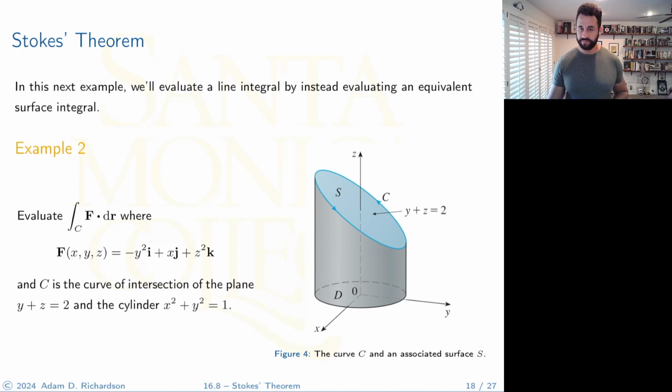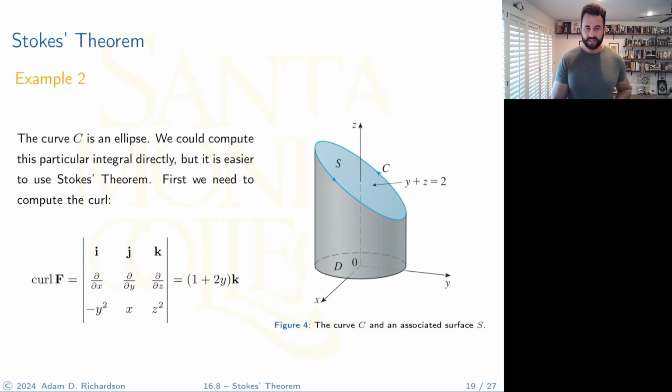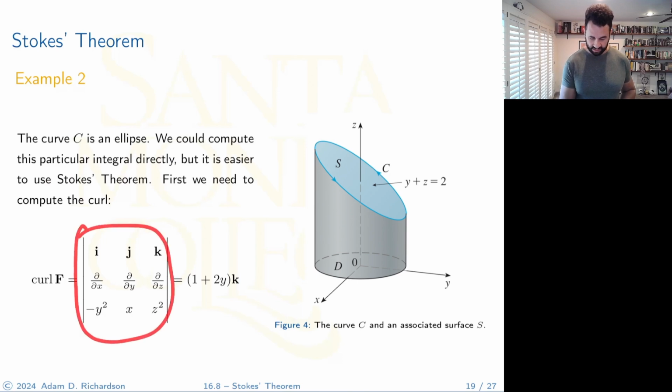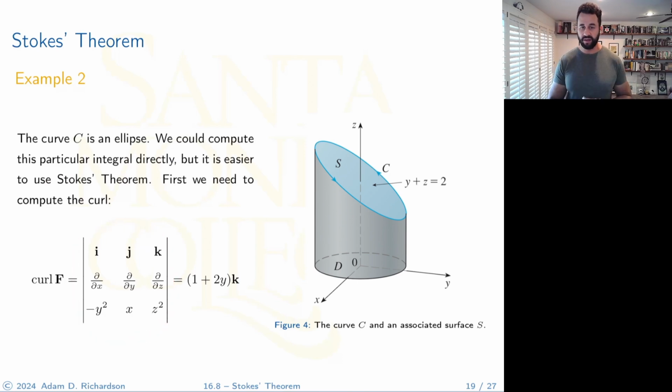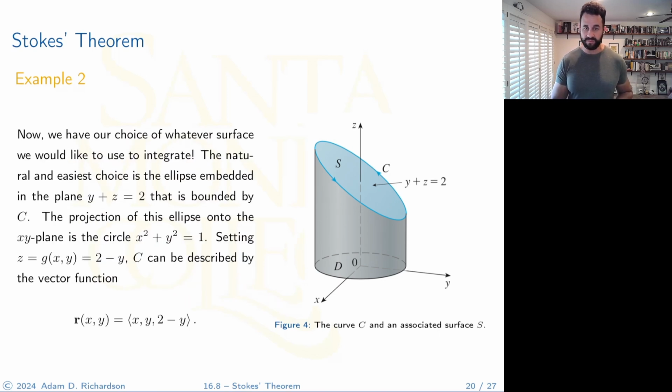Okay. All right, here we go. So, yes, we're going to compute a surface integral. We could actually do this line integral directly, but it's going to be easier to use Stokes' theorem. So first thing we need to do is compute the curl. Remember, the curl of the vector field can be determined using this little determinant trick, and then it'll give you this. Okay, so we got the curl of F.